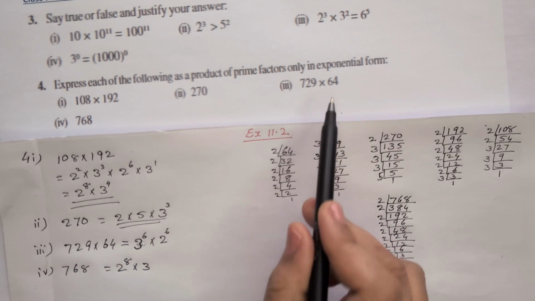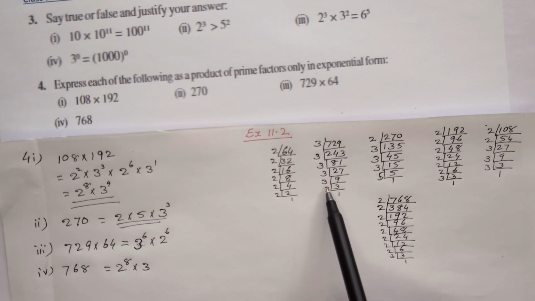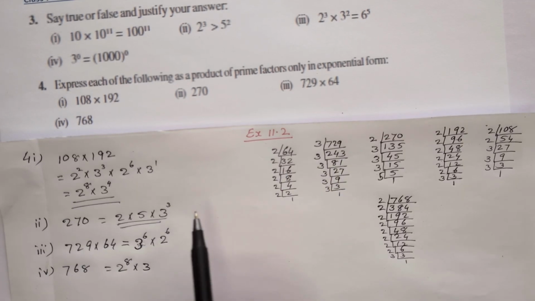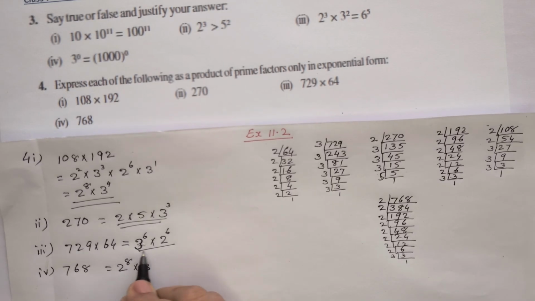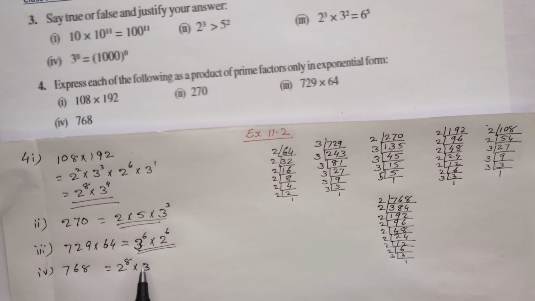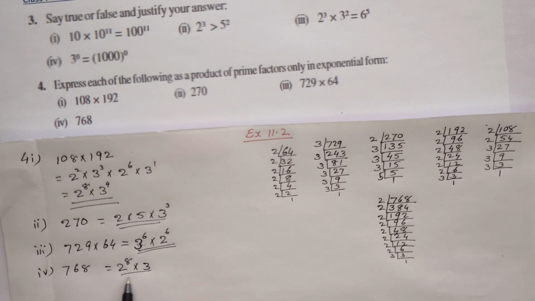Next number 729 into 64. 729 we are getting that as 3 raised to 6. And 64 we are getting 2 raised to 6. So in exponential form, product of prime factors in exponential form, 3 raised to 6 into 2 raised to 6. 768 we are getting 2 raised to 8 into 3. This is the exponential form of the given numbers.